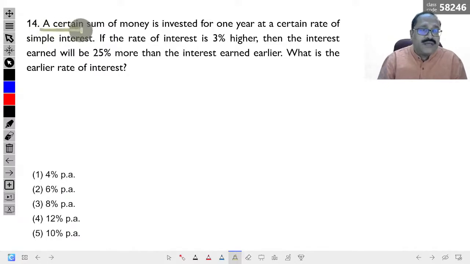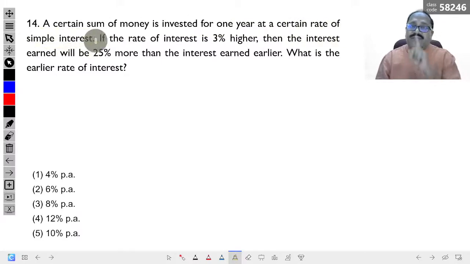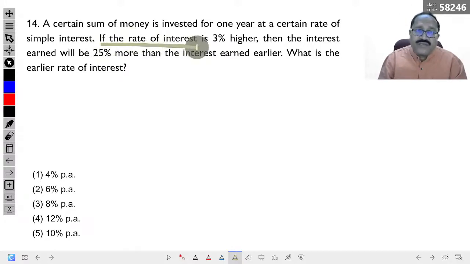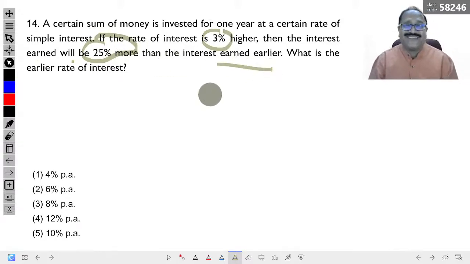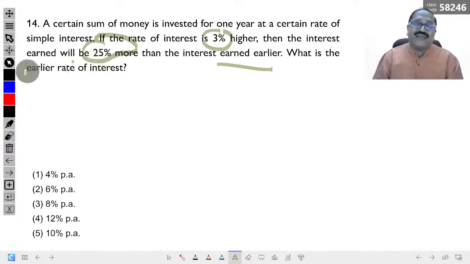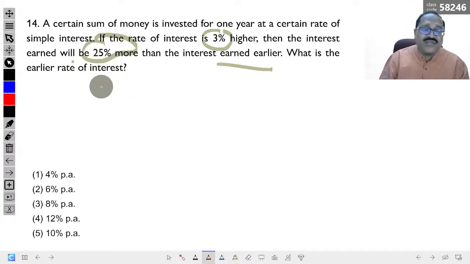Okay, here a certain sum of money is invested for 1 year at a certain rate of simple interest. If the rate of interest is 3% higher, then the interest earned will be 25% more than the interest earned earlier. 25% more than earlier. So I am knowing the ratio of interest 1 to interest 2.